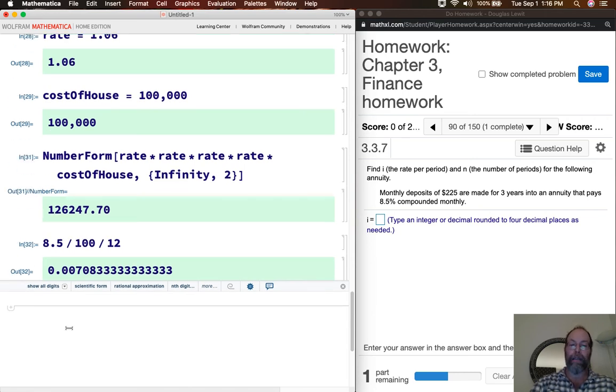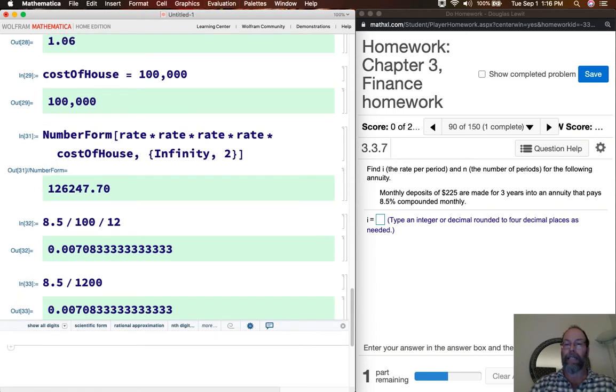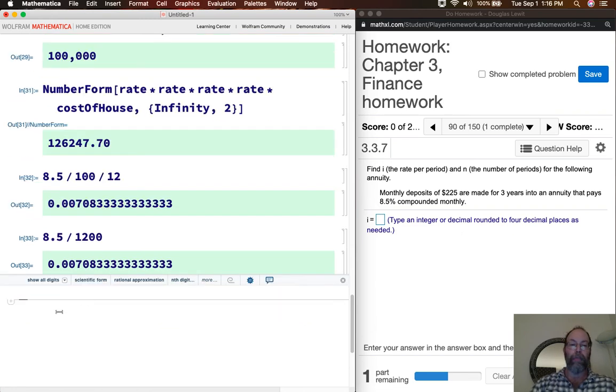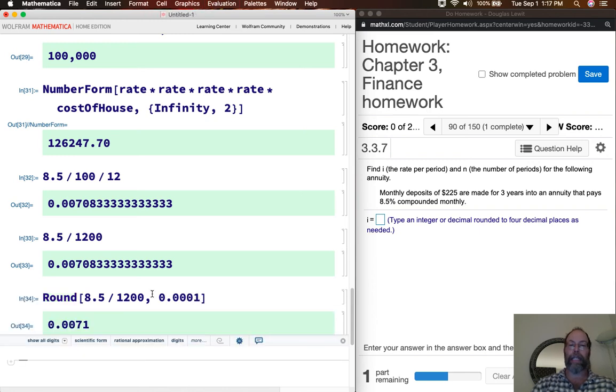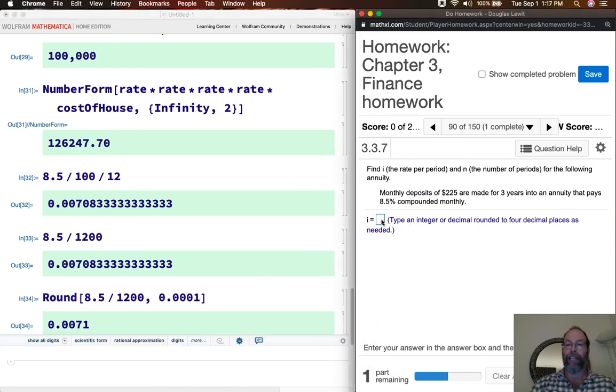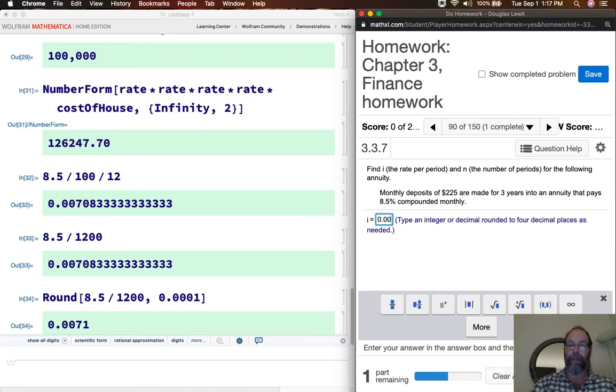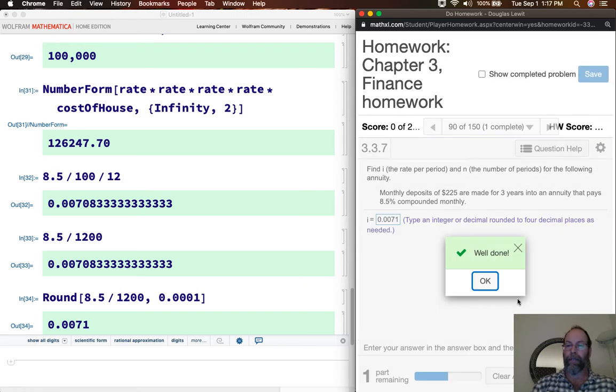Or we could get the same answer by just doing this, 8.12 divided by 1200. And then it says here we need to type an integer or decimal, round it to 4 decimal places as needed. So we could round 8.5 divided by 1200, round to 4 decimal places as needed. So the interest rate is 0.0071. That's the interest per period. That's correct.